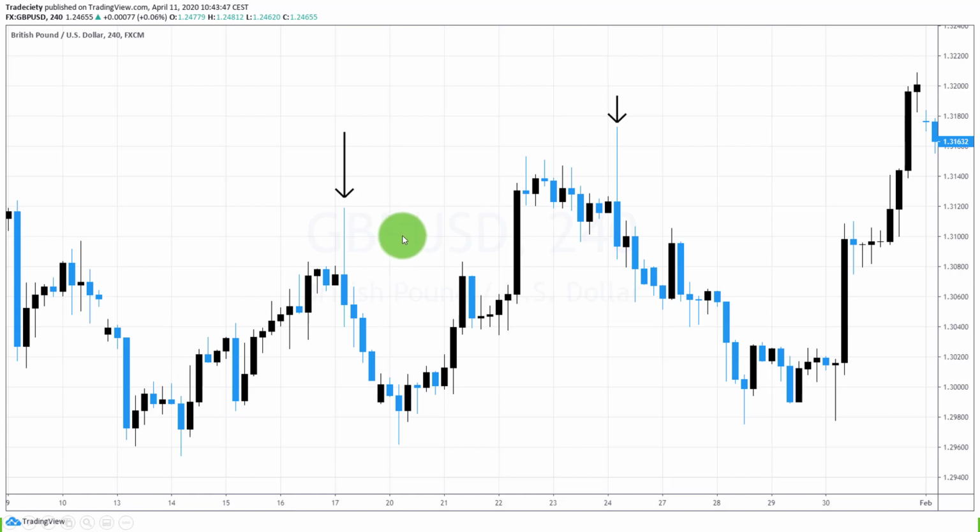You can use those engulfing pin bars also around previous highs and lows at the end of trends.